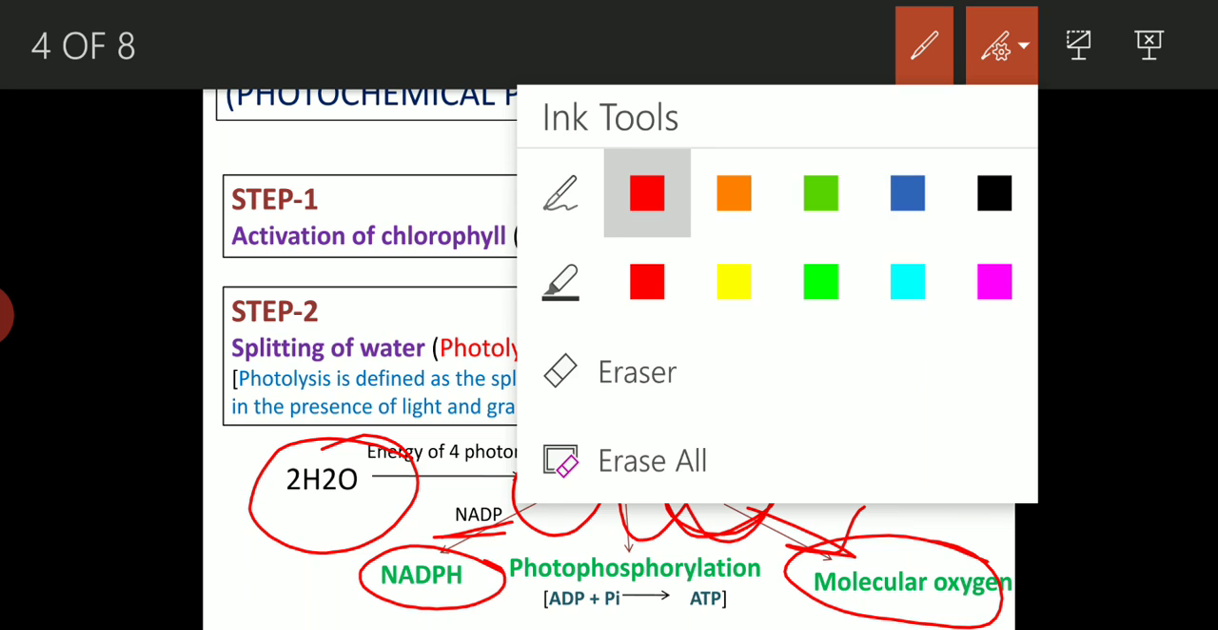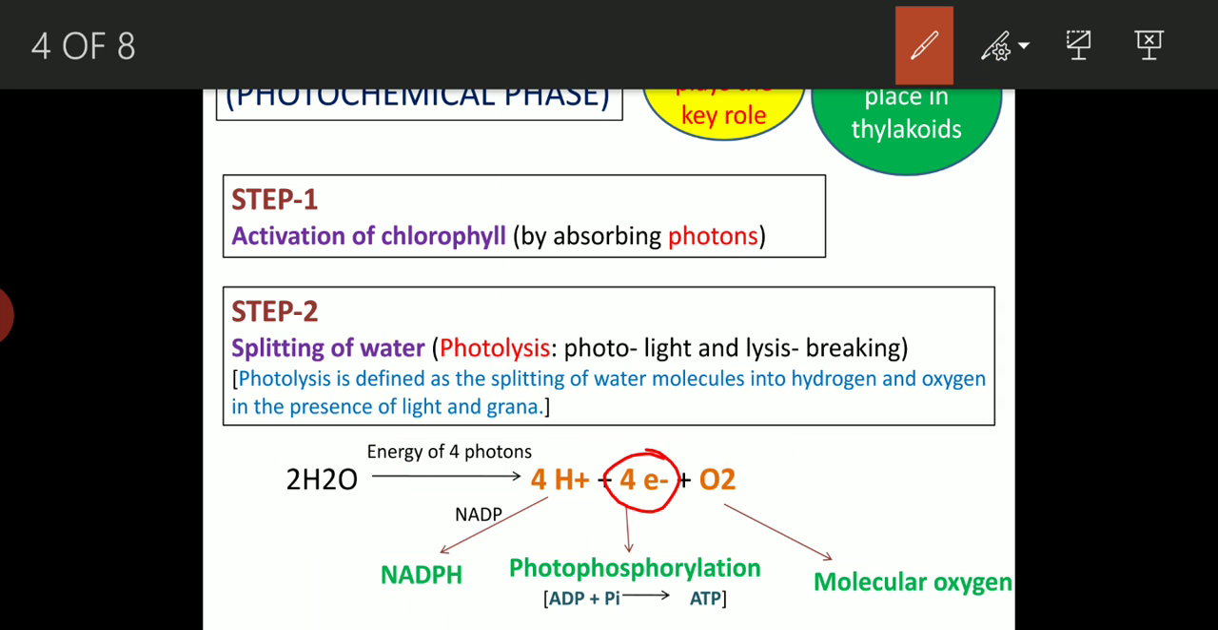And what about the electrons that are formed? These electrons are then used for the conversion of ADP to ATP. ADP is adenosine diphosphate and ATP is adenosine triphosphate. That means in ADP there are 2 phosphate groups and in ATP there are 3 phosphate groups, triphosphate. So these electrons are used for the conversion of ADP to ATP by adding one phosphate group. And this reaction is known as photophosphorylation.